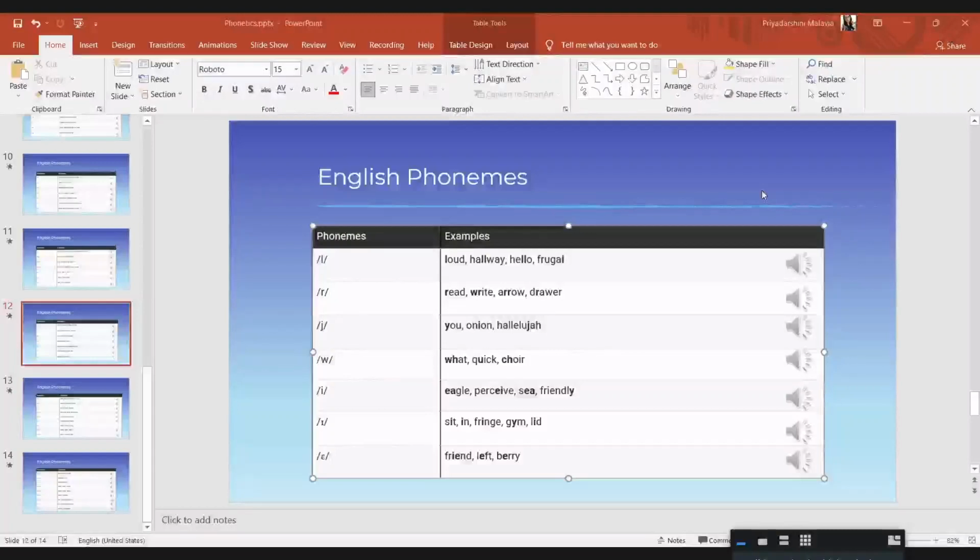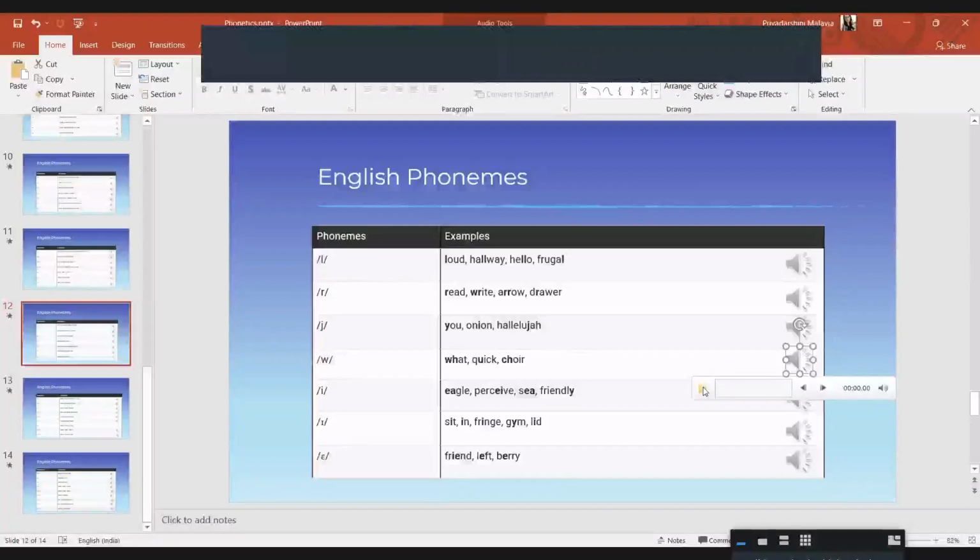So just keep this distinction in mind. Here also, if you notice, it's what, quick, choir. All of these have a W sound. So let's just listen to it. W, what, quick, choir. All right, everybody understood the W sound? Yes, ma'am.